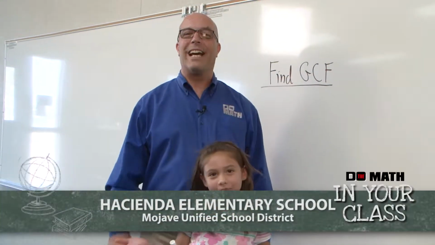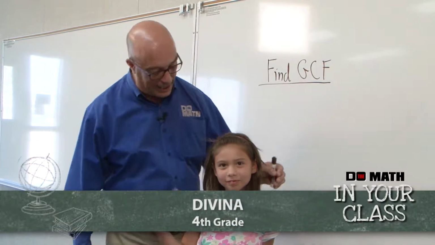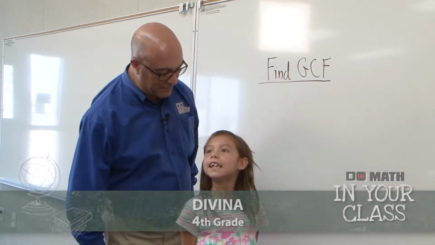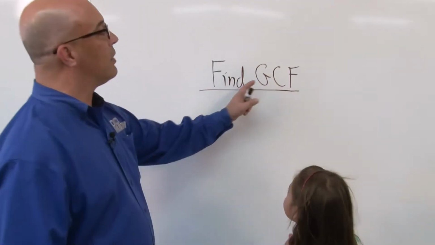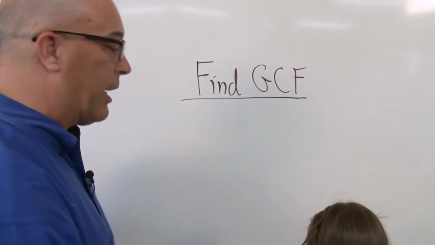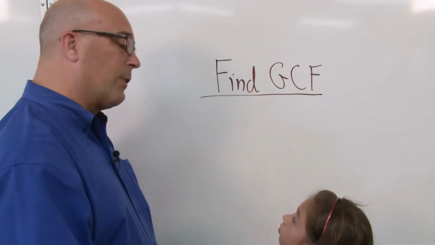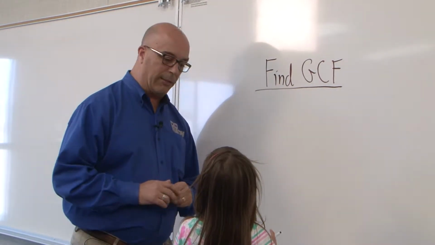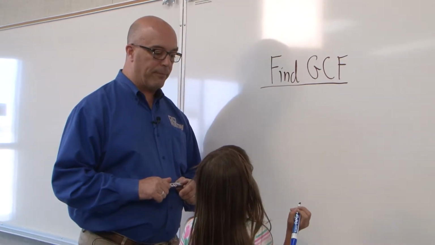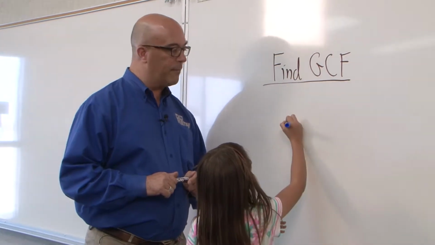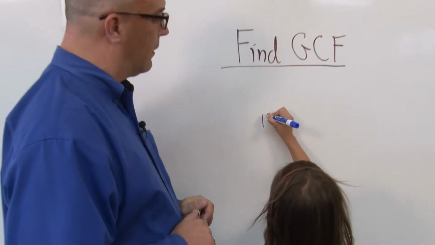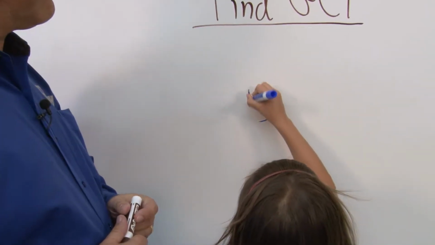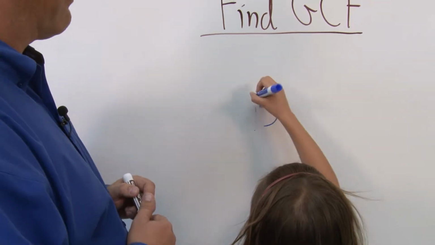Today we're at Hacienda Elementary School, and I've got Divina with me. How are you today? Good. You ready? Yeah. We're going to find the greatest common factor of three numbers. So I would like you to select a number, let's say between 10 and 20. 15? Yes. Good. Perfect number to start off with.